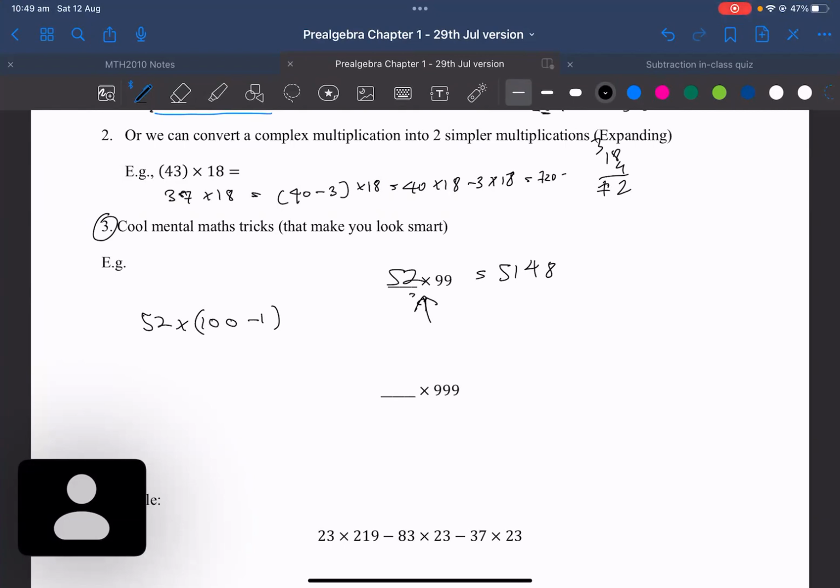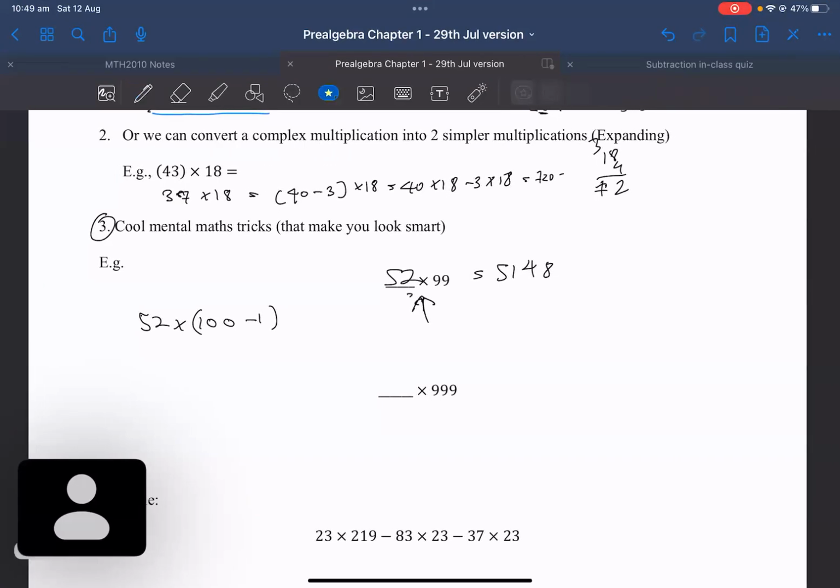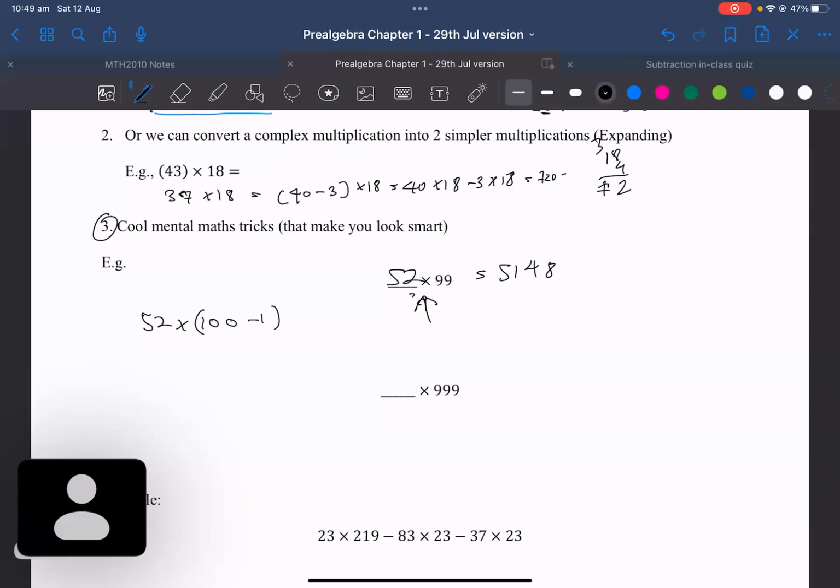What I do is I have it in my mind. 52 times 100. 52 times 100 is what? If I just use the distributive property, minus 52 times 1, right? 52 times 100 is 5,200. Minus 52 times 1, just 52, right? So all I have in mind is I add 2 zeros to the number you said. So 52, add 2 zeros, 5200. Take away 52.